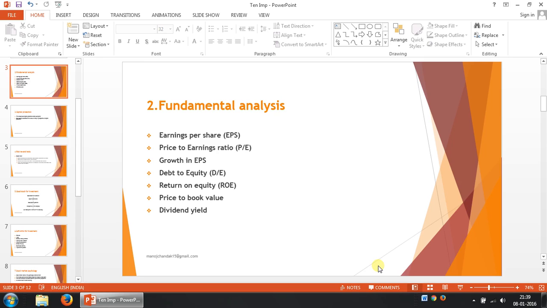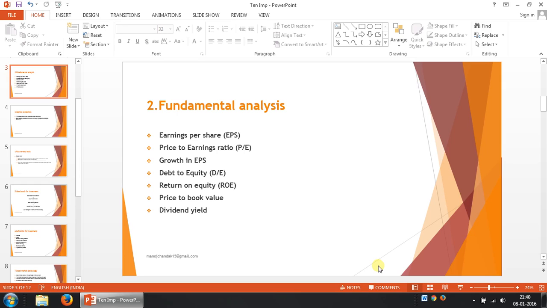like the first one, earning per share. In short, it is called EPS. This EPS is one of the highly tracked ratios in fundamental analysis. As per the financial statement, it shows how much each share is earning, that is net profit divided by the number of outstanding shares of that particular company. So how much profit is earned with respect to each share, and that is the EPS.